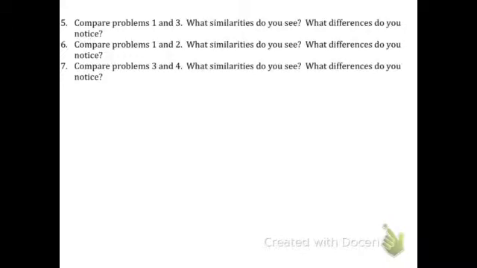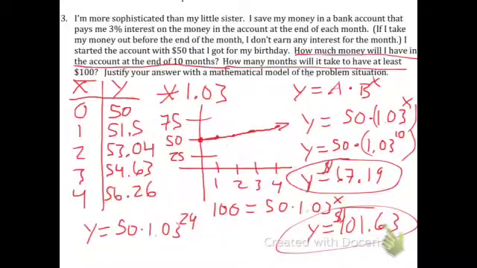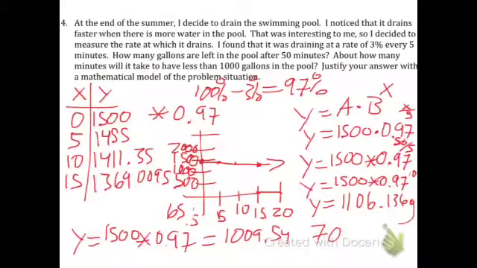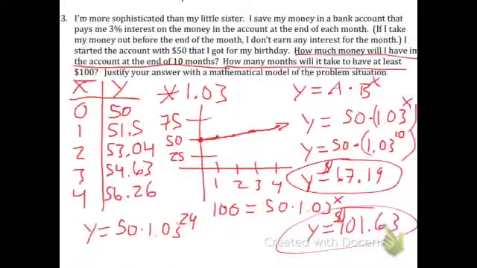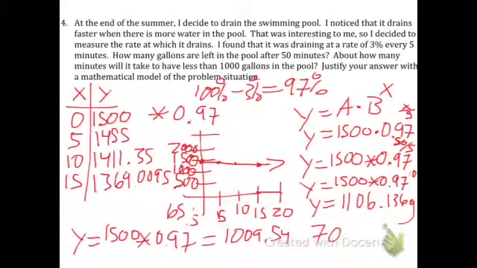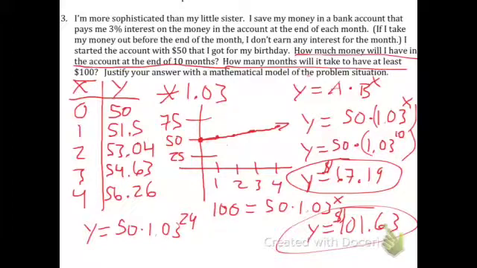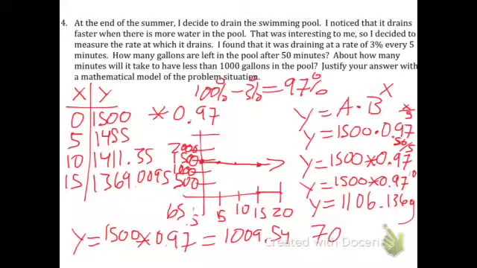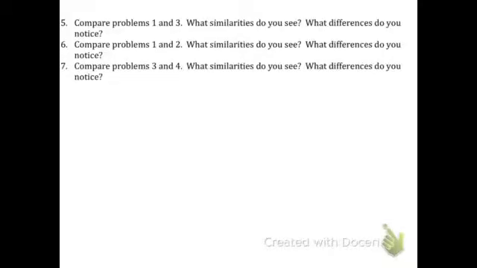Compare problems 3 and 4. What similarities do we see? So here with 3 and 4, they're both exponential because I'm multiplying by a number each step. They're different because on 3, I'm increasing my values. On 4, they're decreasing. So those would be major similarities and differences between the problems.